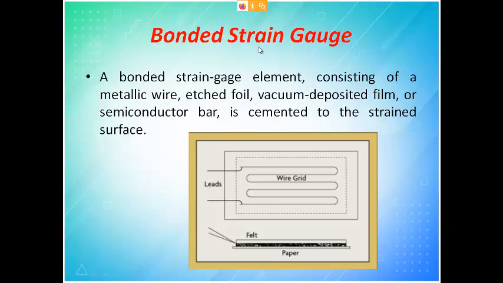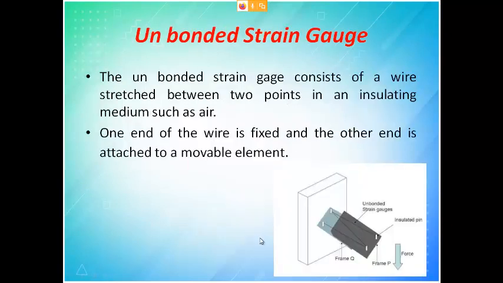So a bonded strain gauge element consists of metallic wire, etched foil, vacuum deposited films, or a semiconductor bar. Even we can put a semiconductor bar, and then you can keep your gauge. Okay, so this comes under bonded. When you say unbonded, there won't be anything, the wire can be directly seen, so there will be no protection above or below for that. All this depends upon the application.